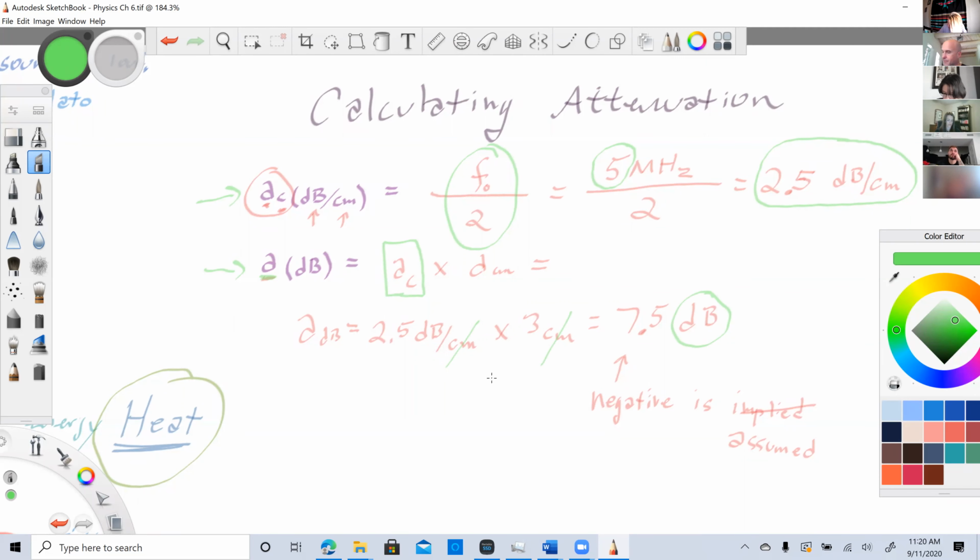Let me read. Attenuation coefficient, units. For example, in sound, 5 centimeters of attenuation. Oh, the sound travels to a depth of 5 centimeters. Attenuation coefficient means 2 decibels per centimeter, and the total attenuation is 10 decibels. All right, I just basically did the same thing, except I went with 3 centimeters.